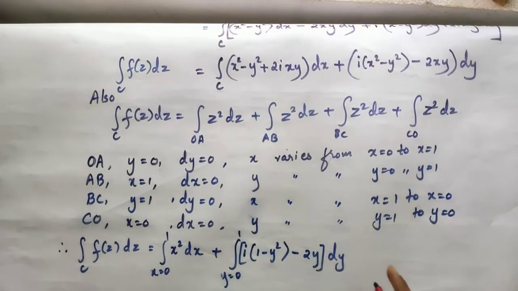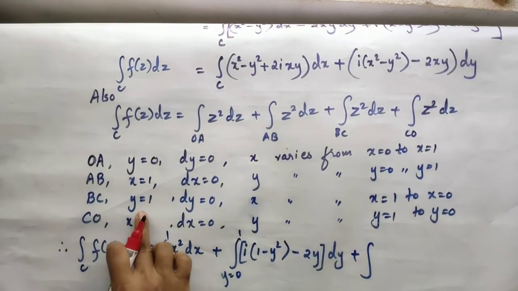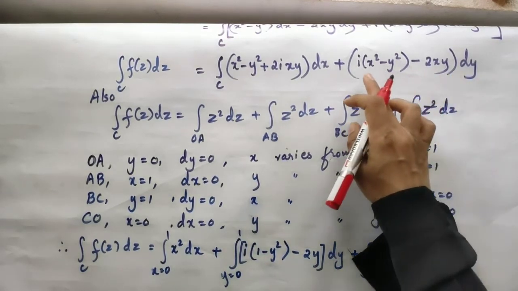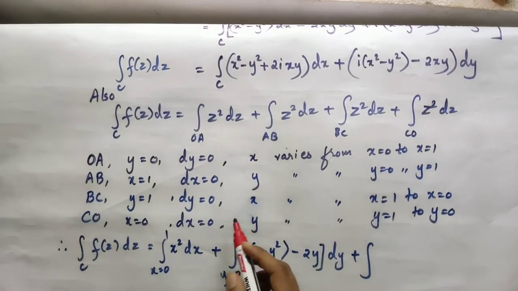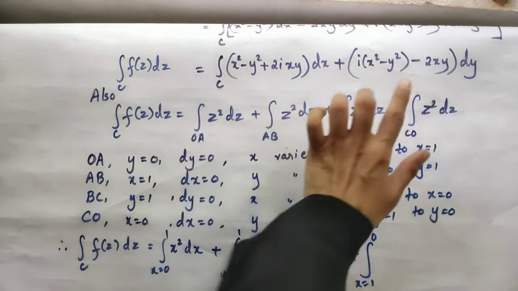This completes AB. Now plus along BC. Along BC what is happening? y is 1, dy is 0. dy is 0 means directly you can consider that this second part is no need to consider at all. Next, how is x varying? x is varying from 1 to 0. Write that, 1 to 0. x is varying from 1 to 0, dy is 0. So directly we have done.